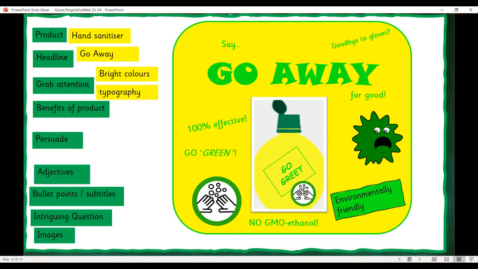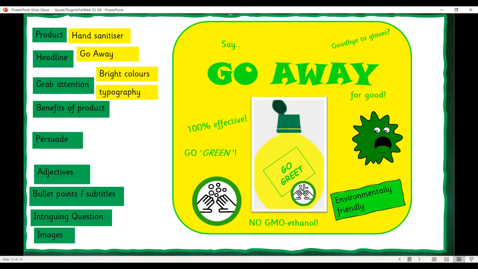And then it's got a little germ on the side. The actual product is called Go Greet. Okay, and we know greet means to meet people. 100% effective. Go green. I wonder what that means. No GMO ethanol. Environmentally friendly. So there's a lot of this advert that I don't need to say, especially as we know during lockdown we wear gloves and masks when we go out. So this ad is saying, say goodbye to gloves.